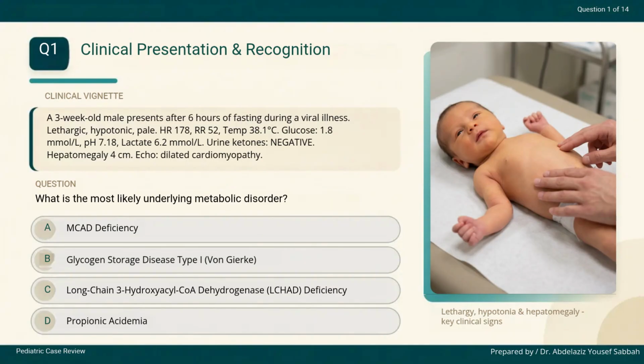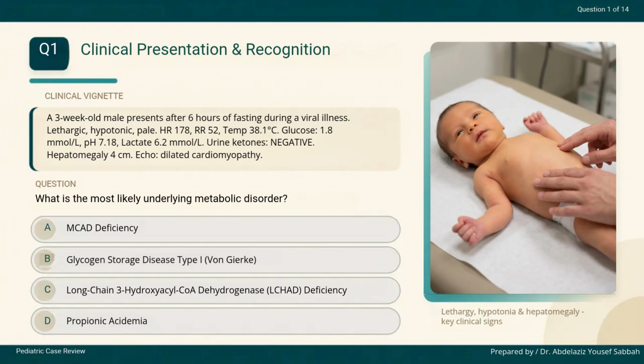A 3-week-old male presents after 6 hours of fasting during a viral illness. He is lethargic, hypotonic, and pale. Heart rate is 178, respiratory rate is 52, and temperature is 38.1 degrees Celsius. Glucose is 1.8 millimoles per liter. The pH is 7.18, and lactate is 6.2 millimoles per liter. Urine ketones are negative. There is hepatomegaly of 4 centimeters, and echocardiography shows dilated cardiomyopathy. What is the most likely underlying metabolic disorder?